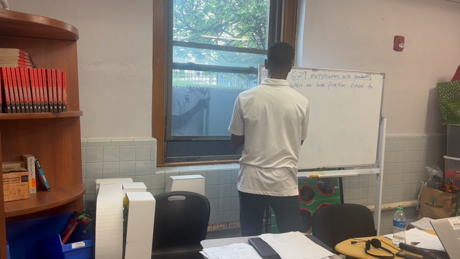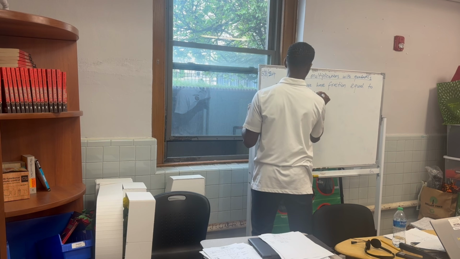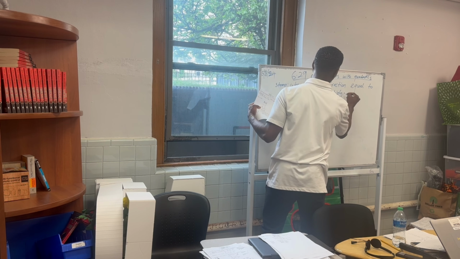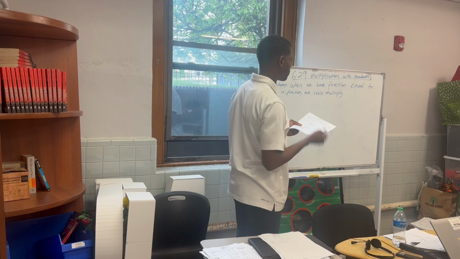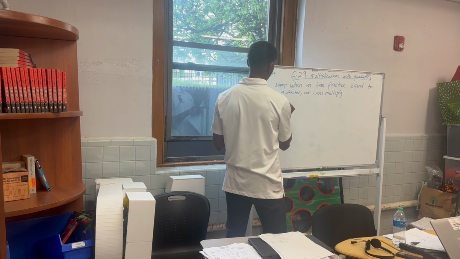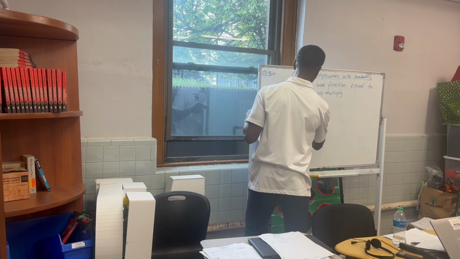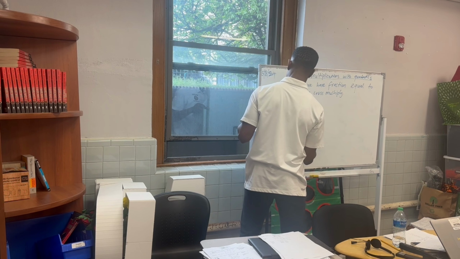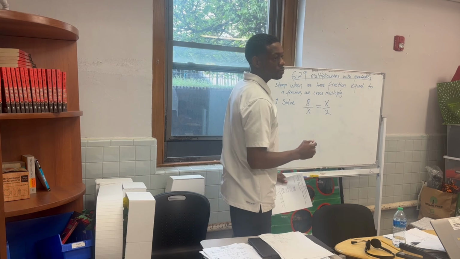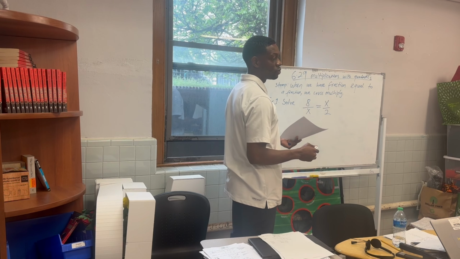So our fraction, we cross multiply. Right? So we're just learning how to cross multiply fractions, basically. Alright, so the first example is example 1. It says solve 8 over x equal x over 2, right?